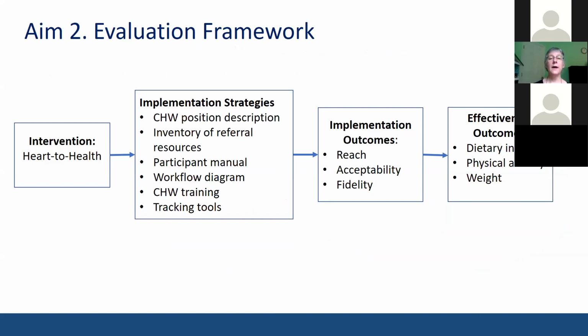So this is our evaluation framework. You see our implementation strategies listed there. Implementation outcomes included reach, acceptability, and fidelity, and then we did measure effectiveness outcomes, and those were dietary intake, physical activity, and weight.